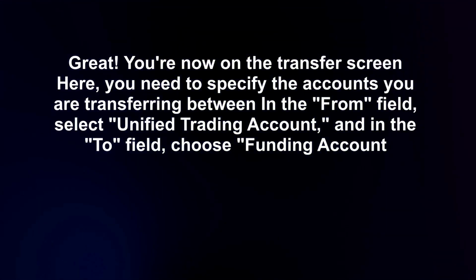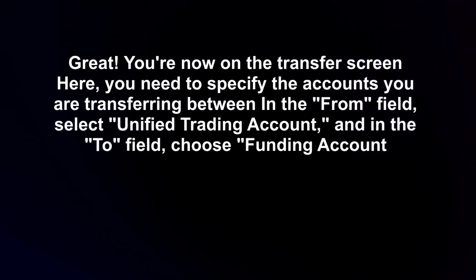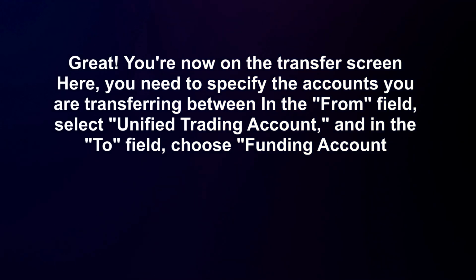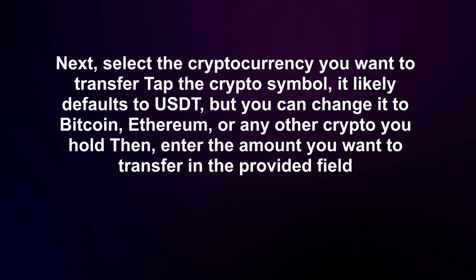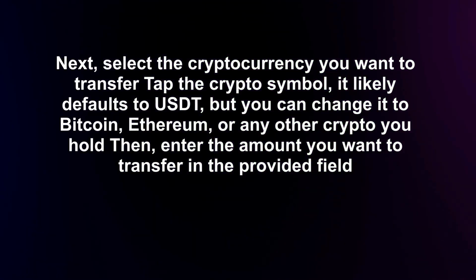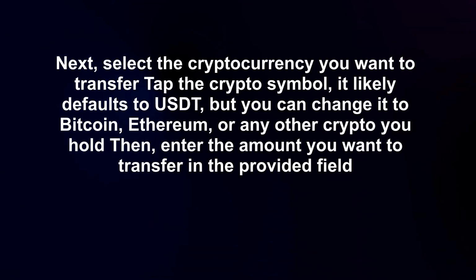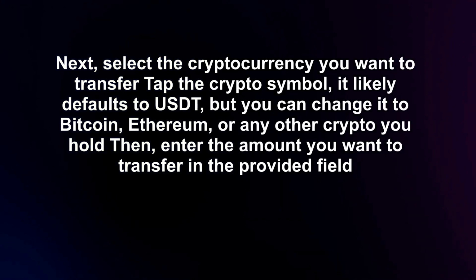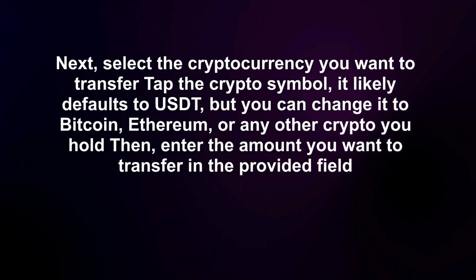Here, you need to specify the accounts you are transferring between. In the From field, select Unified Trading Account, and in the To field, choose Funding Account. Next, select the cryptocurrency you want to transfer. Tap the crypto symbol. It likely defaults to USDT, but you can change it to Bitcoin, Ethereum, or any other crypto you hold. Then, enter the amount you want to transfer in the provided field.